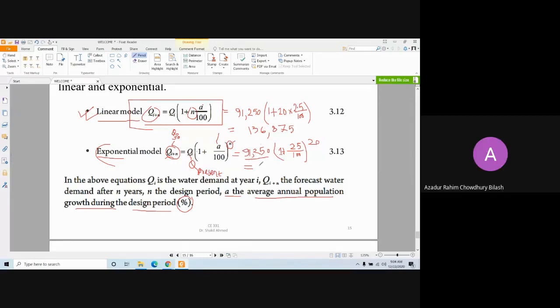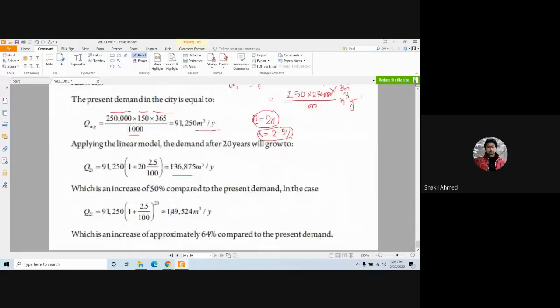So 79 lakh, 7914675.859. Sir, whatever it is, I am getting 149,523. Okay, 149,523. So this is 149k. So you can see that 149k.